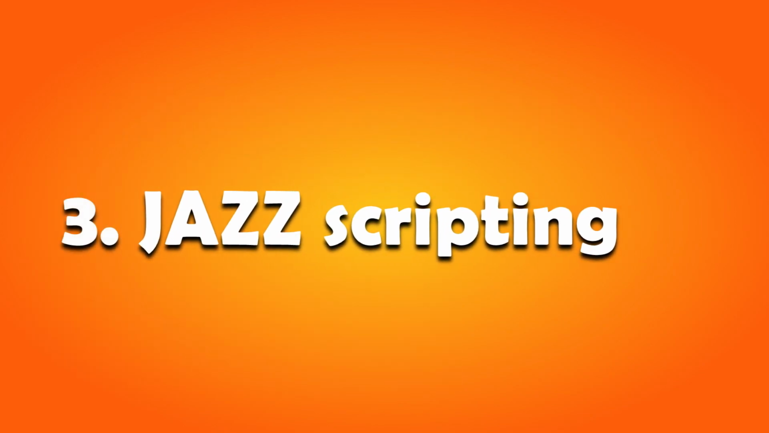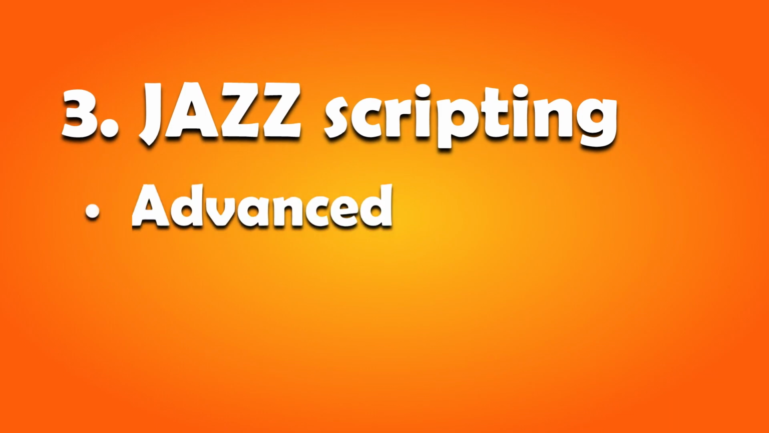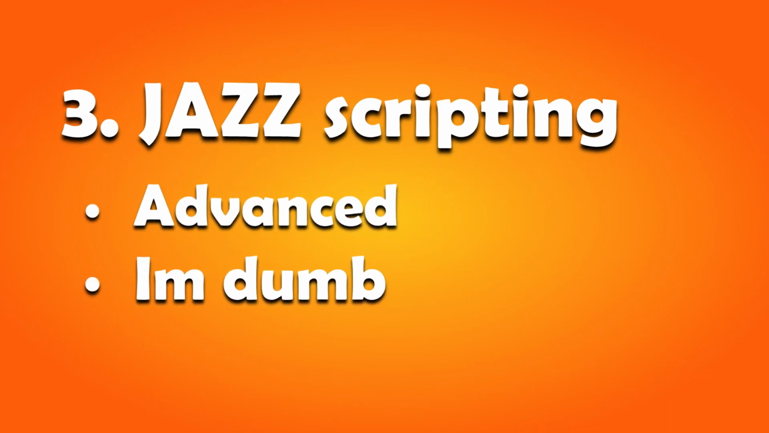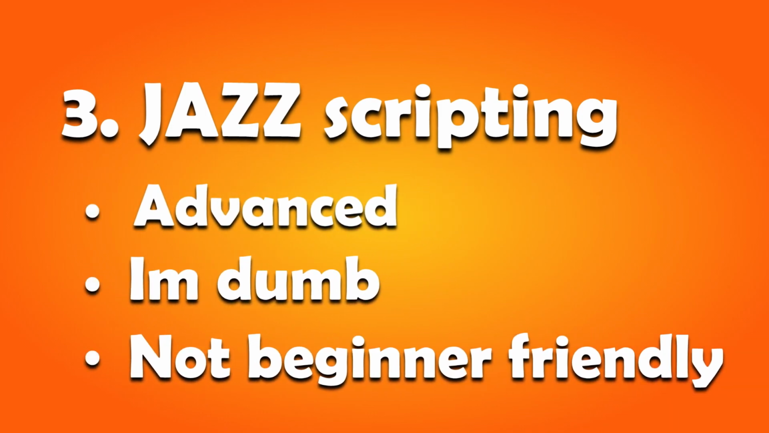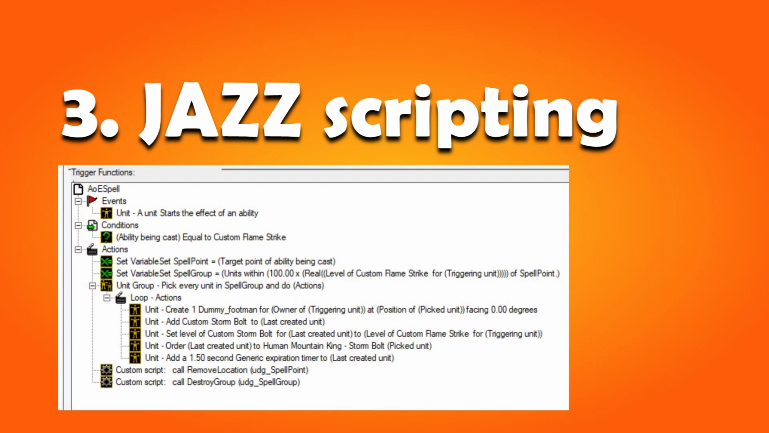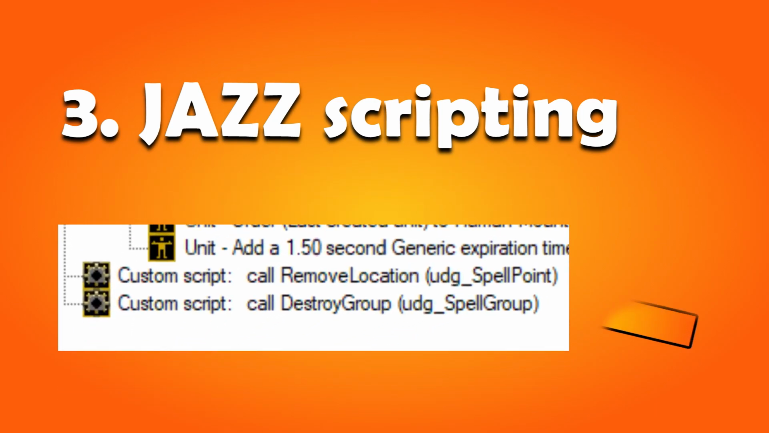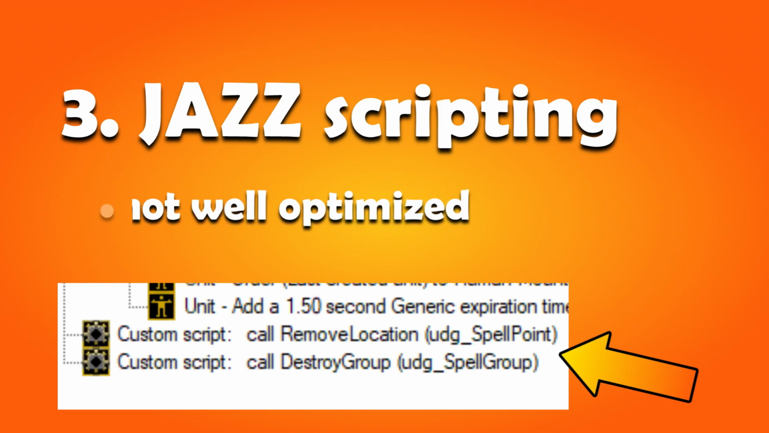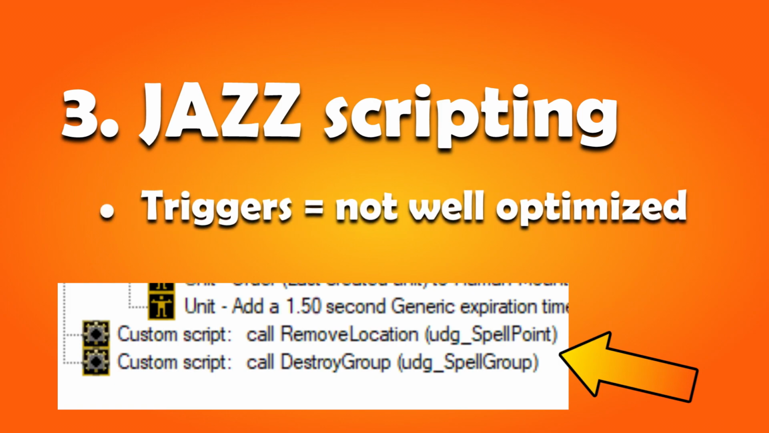Now the third way to make spells is by scripting with the Jazz scripting language. But this is pretty advanced and I don't know how to do it, and it's also really not beginner friendly, so I will not be covering it. However, when we make the triggers for our spells, we will use a few Jazz functions. We will do this because the trigger system actually doesn't do the best job of cleaning up stored values that are no longer useful. I'll explain this in more detail later.